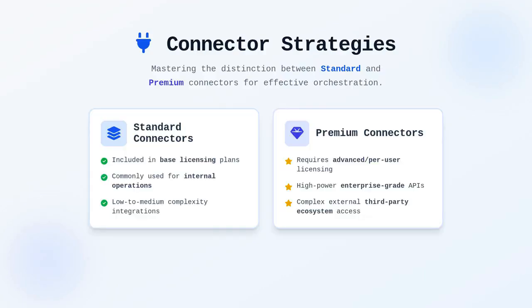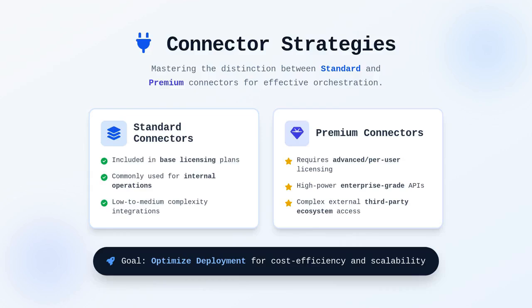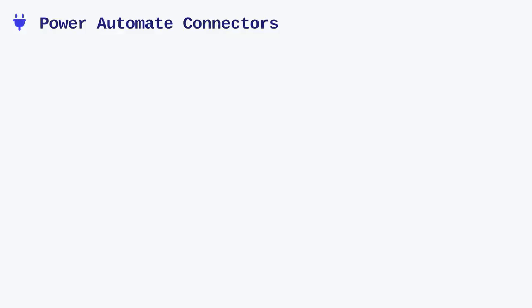Welcome back. Today we will examine the distinction between standard and premium connectors and how to effectively deploy them within your automation orchestration. In the Power Automate ecosystem, the efficacy of an automation often comes down to the quality of the integration points you select.